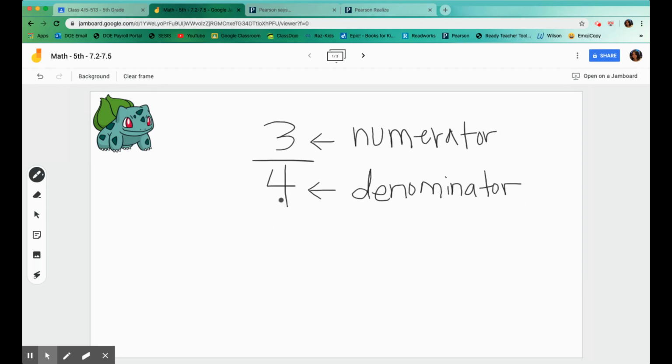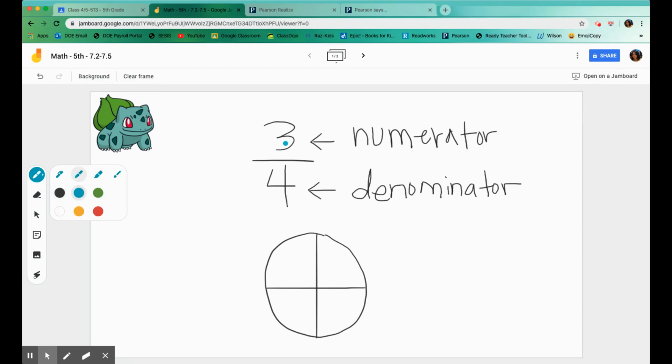So 3/4. Since the denominator tells us we have 4 pieces in total in the whole, I will draw 4 pieces. 1, 2, 3, 4. And the numerator tells us how many we have. So that's 3. 1, 2, 3. So this is how you show 3/4.